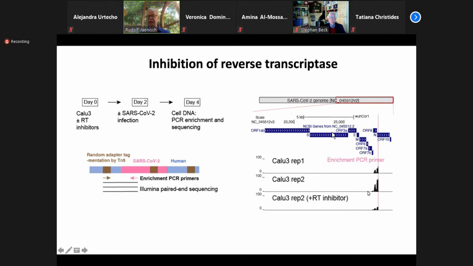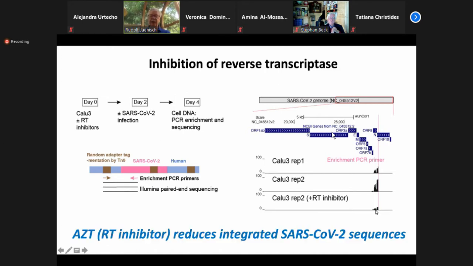In the non-AZT experiments, we found a certain signal of DNA, but much less in the AZT experiment. So you would argue AZT, the RT inhibitor, reduces integrated SARS-CoV-2 sequences.